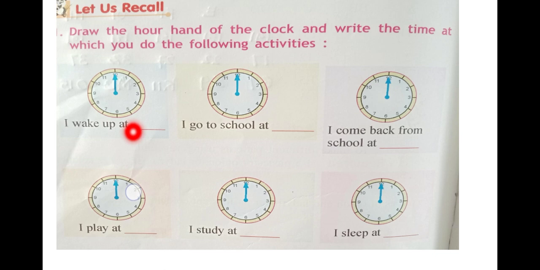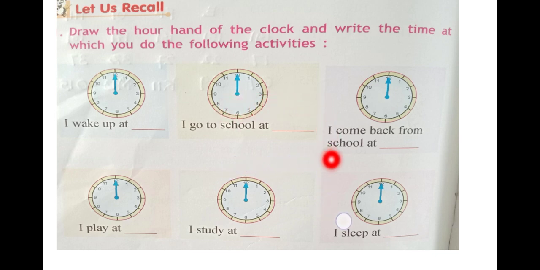All right children, so you may write here, I wake up at 6 o'clock, and you draw a line here at 6. Now I go to school at, so usually at what time do you go to school? I go to school at 8 o'clock. If someone is staying far, and if you are starting from your home at 7:30, then you can write here 7:30, whatever the time may be. So the short hand will be pointing towards 8. This one is 8.